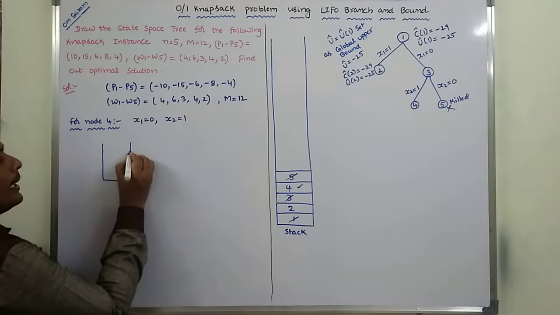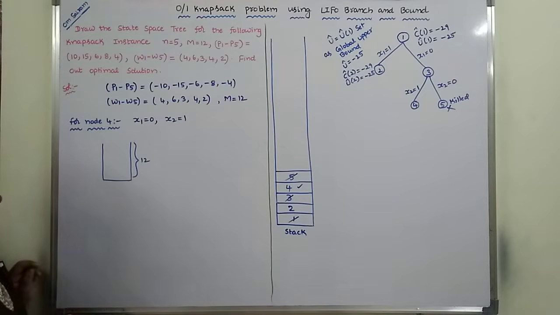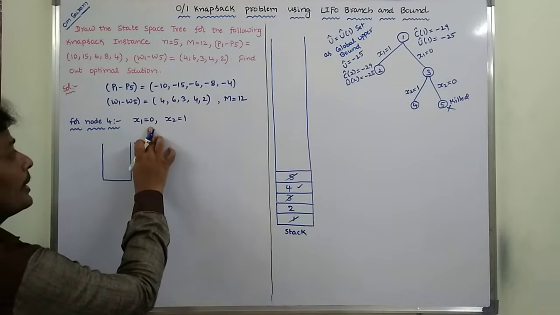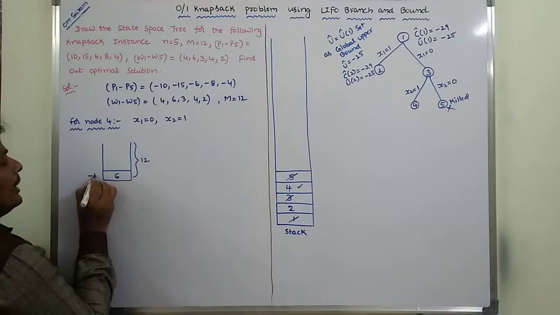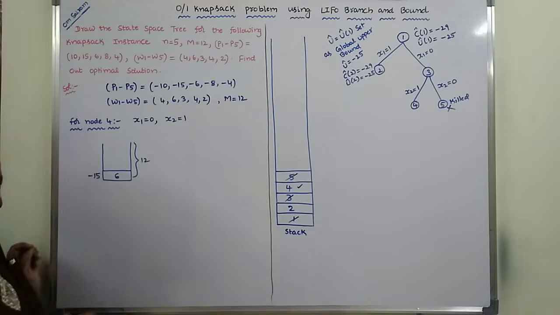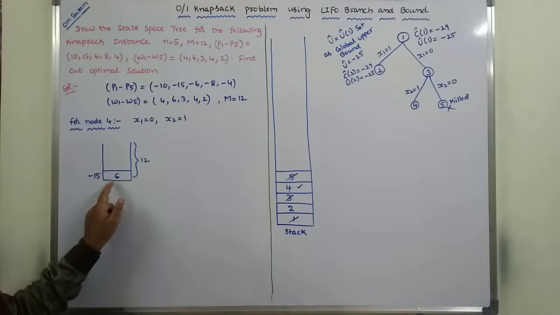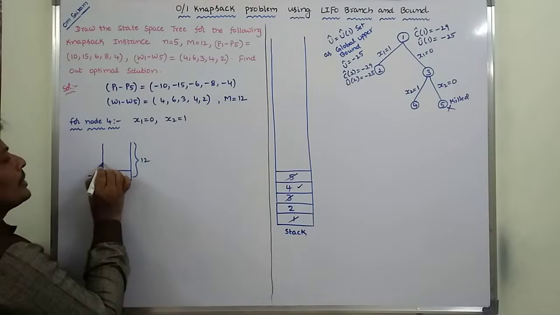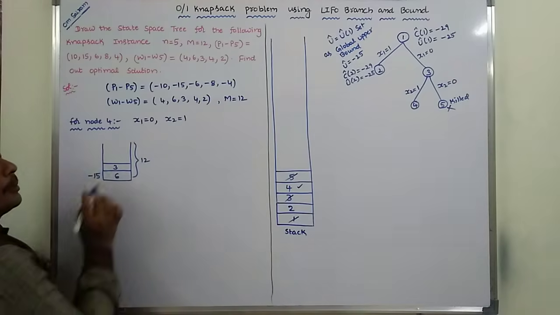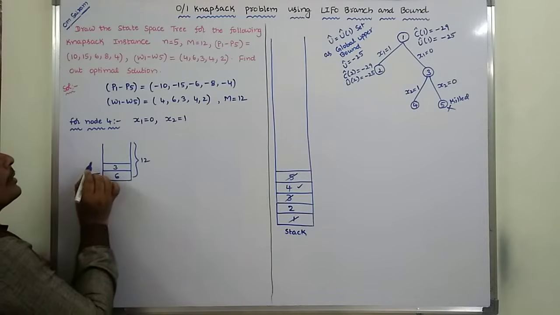So now calculating C cap. The capacity of the knapsack is 12. The first object is not considered. Go for the second object, which is compulsorily considered. After placing the second object into the knapsack, the profit is -15 and the remaining capacity is 6. Now placing the third object into the knapsack, its weight is 3, which is less than the capacity of the knapsack. Then the corresponding profit is -6.